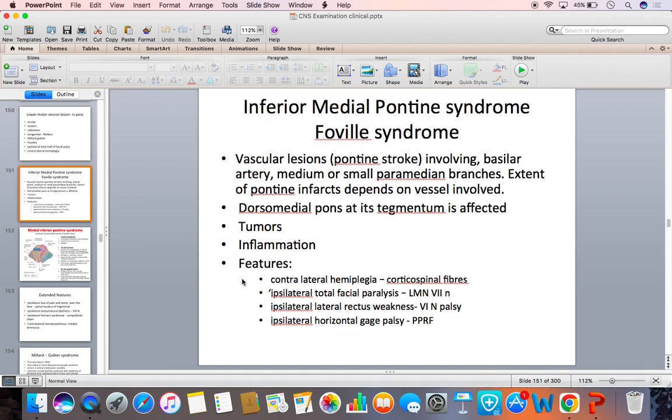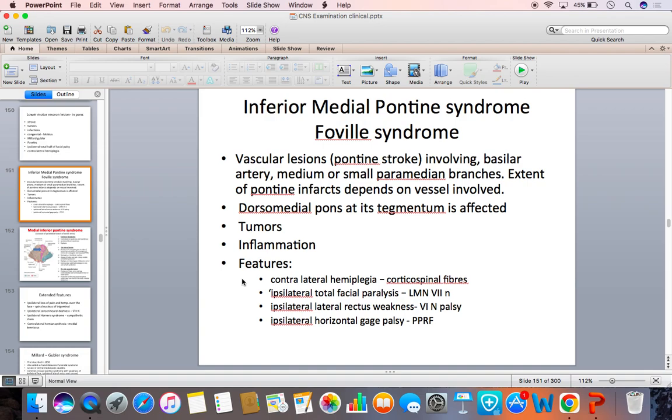The paramedian branches from the basilar artery and the penetrating branches of the superior posterior cerebral arteries supply the pons. And lesions of the paramedian branches or the branches of the posterior cerebral artery can result in the different syndrome described as the medial pontine syndrome or Fowler syndrome.